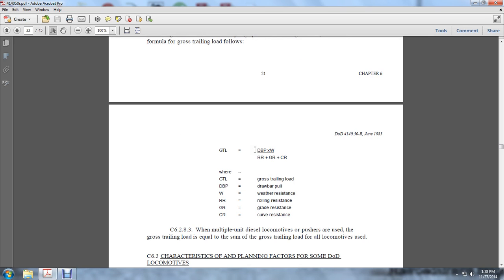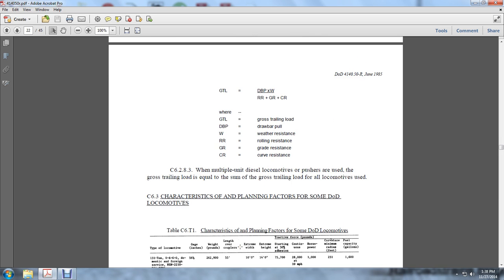The gross trailing load is the draw bar pull times the weather factor, divided by the rolling resistance plus the grade resistance plus the curve resistance. When multiple unit diesel locomotives or pushers are used, the gross trailing load is equal to the sum of the gross trailing loads of all locomotives.